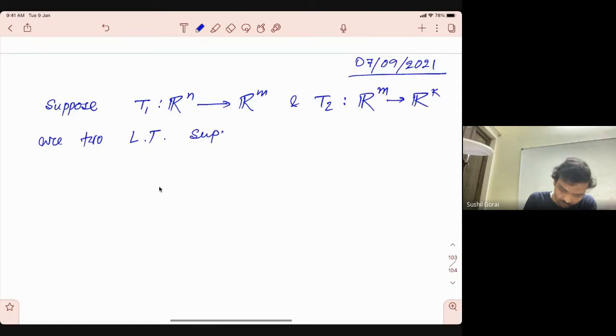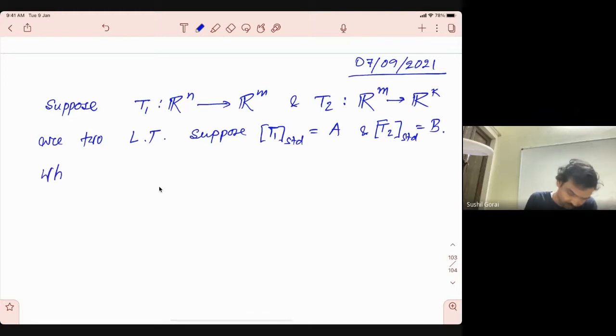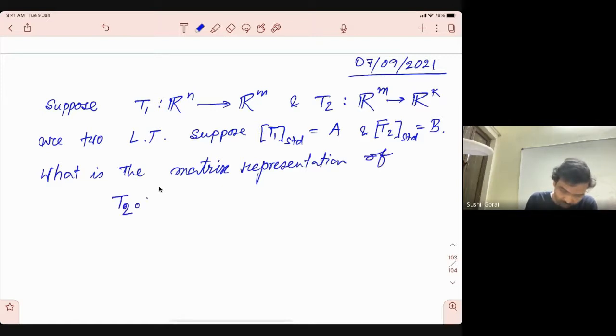Suppose the matrix representation of T1 with respect to the standard basis is A, and T2 with respect to the standard basis is B. So what is the matrix representation of T2 compose T1 with respect to the standard basis of Rn and Rk?